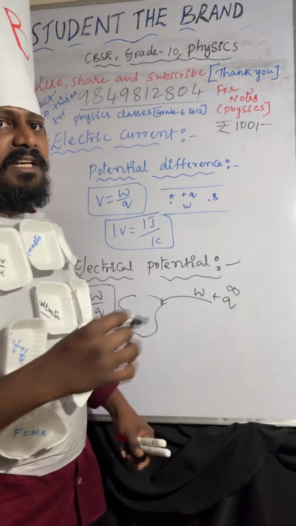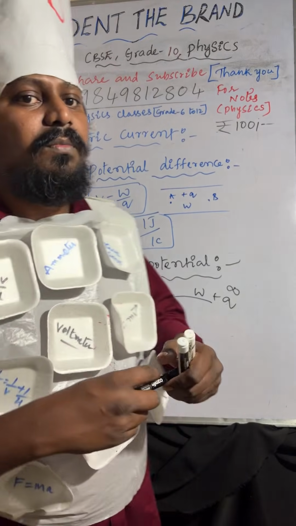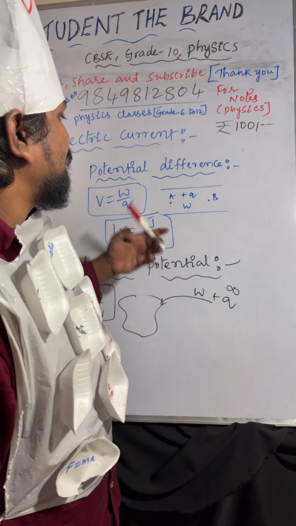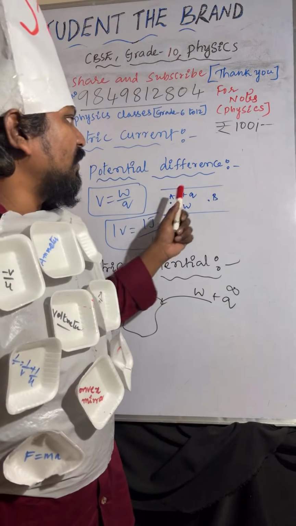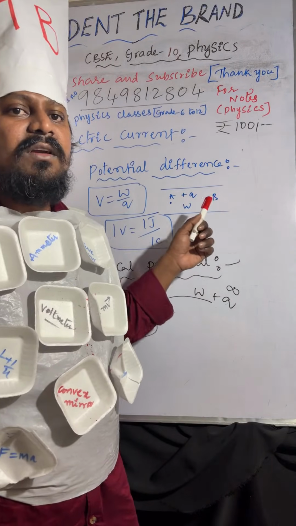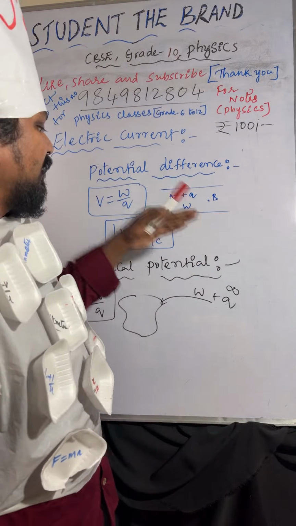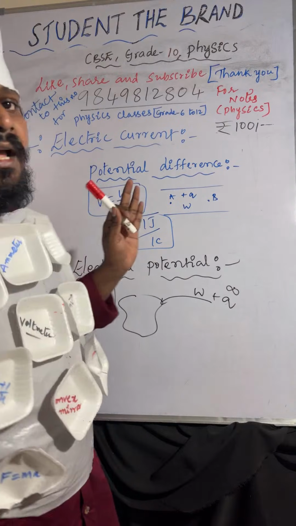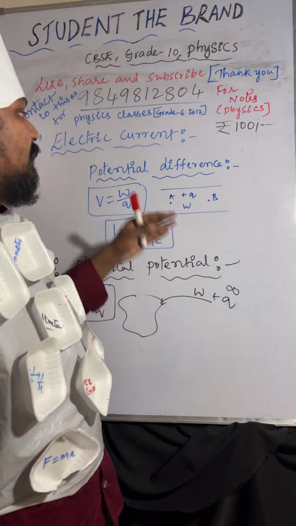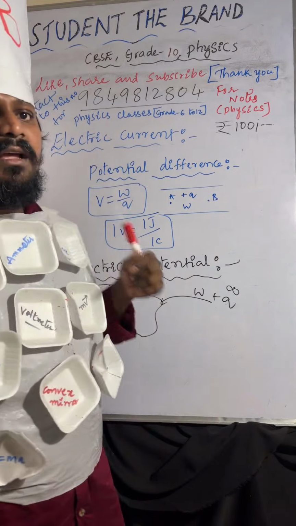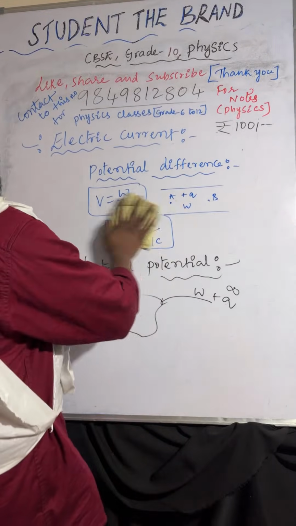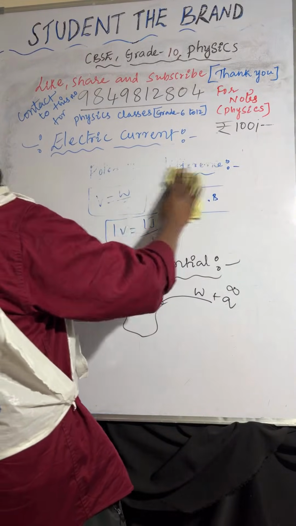Potential difference is nothing but work done to bring unit positive charge from one point to another point within the conductor. Work done to bring unit positive charge from infinity to the required field is called electrical potential. So this is the difference between potential difference and electrical potential. Now we will discuss Ohm's law.